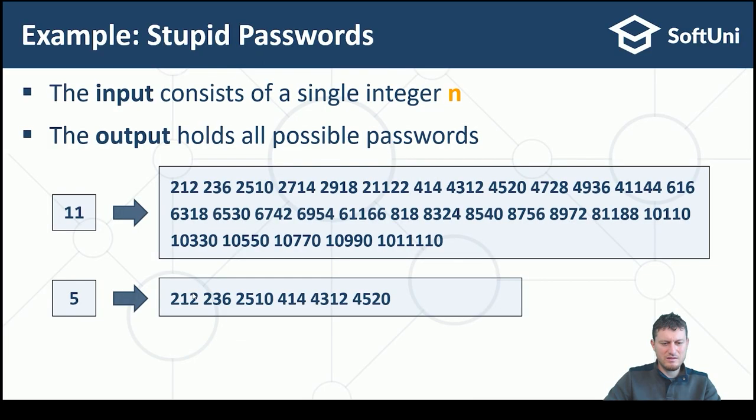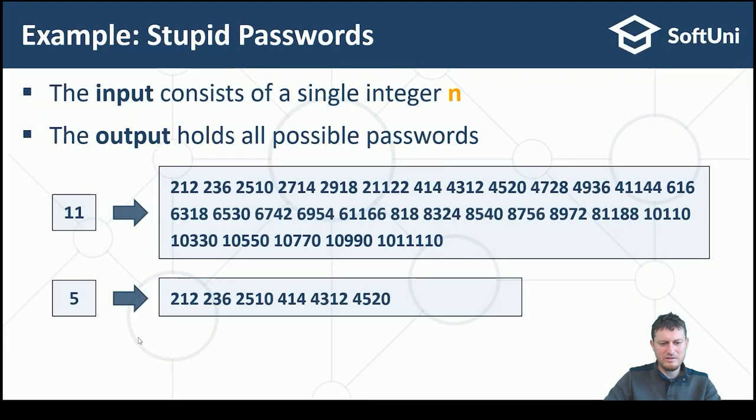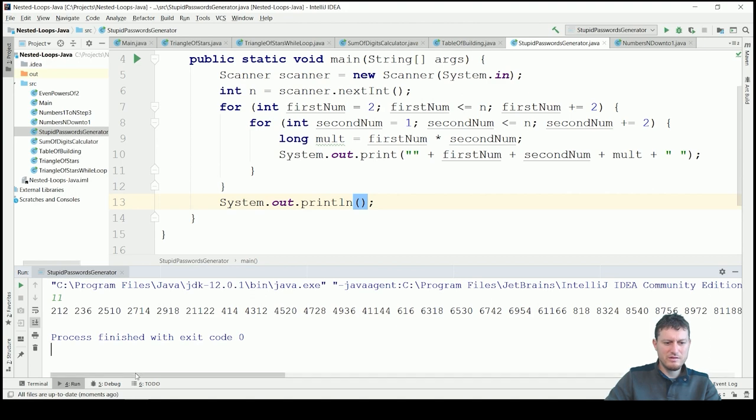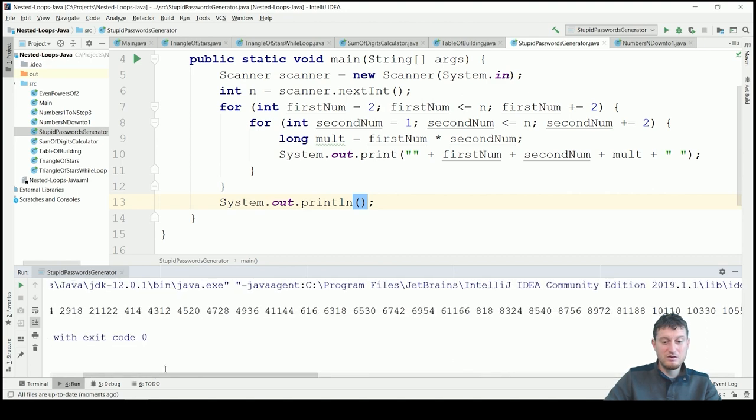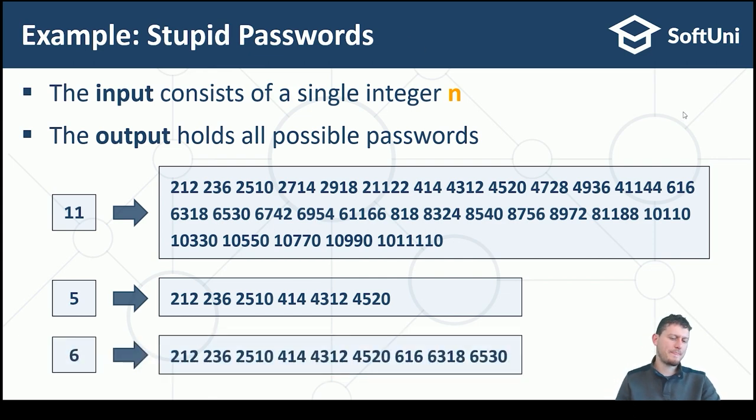5, 6 numbers, and they look exactly the same like the others. And for 11, the numbers are this. Looks absolutely correct. So we are happy to have solved this problem.